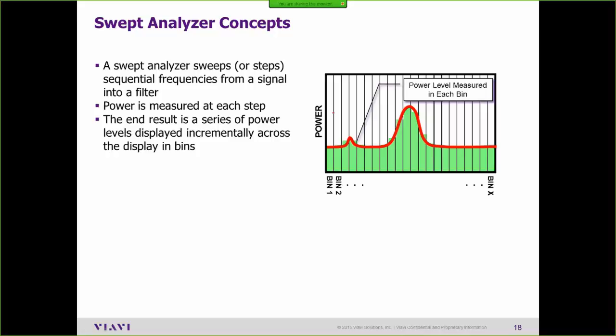As you can imagine, as you lower the RBW, for instance, say I have maybe 20-some bins on the screen here, if I were to double the number of bins, it's going to take twice as long to make the measurements across that span. So sweep time goes up as you lower the RBW.